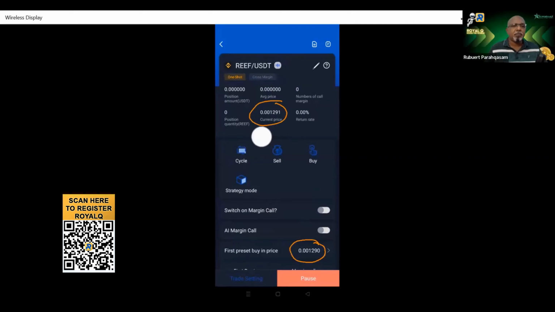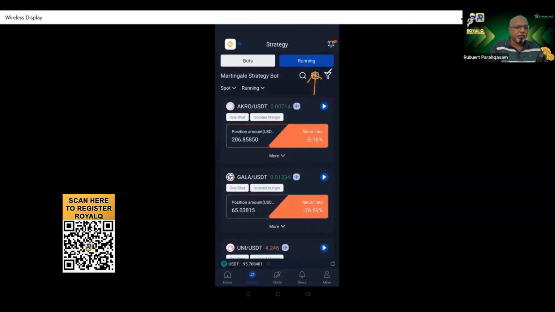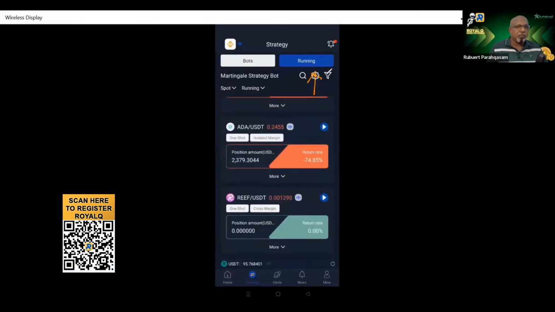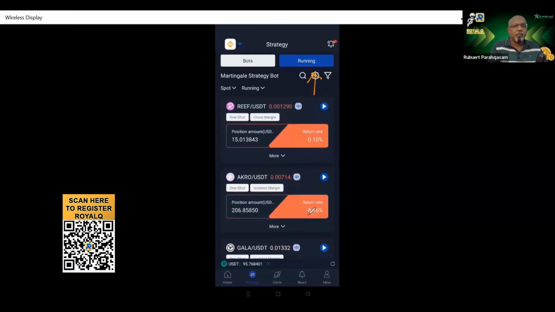Now, if I were to go to my running, it should be right at the bottom. Green. So it's waiting to buy. Already bought. Has bought. Can you guys see this? Simple as that. Now we wait until it delivers.